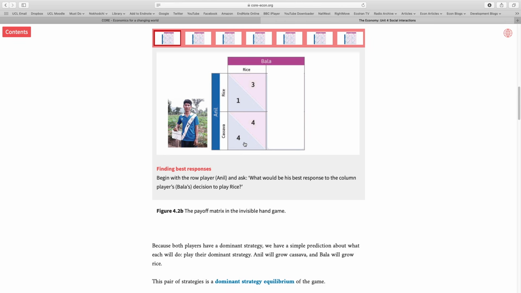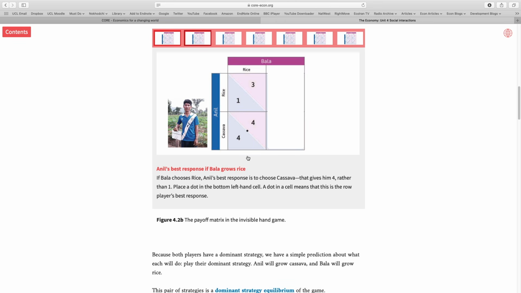Remember, this is not actually happening. This is just a thought process in my mind, in Anil's mind. So to remember my best response under this possible scenario, I'll put a full dot next to cassava. The dot represents my best response, Anil's best response.